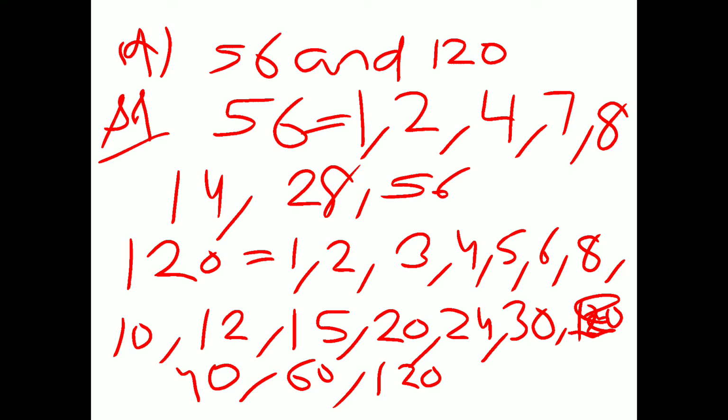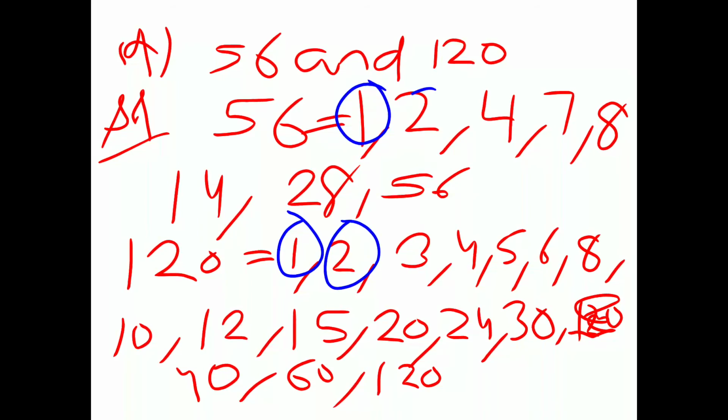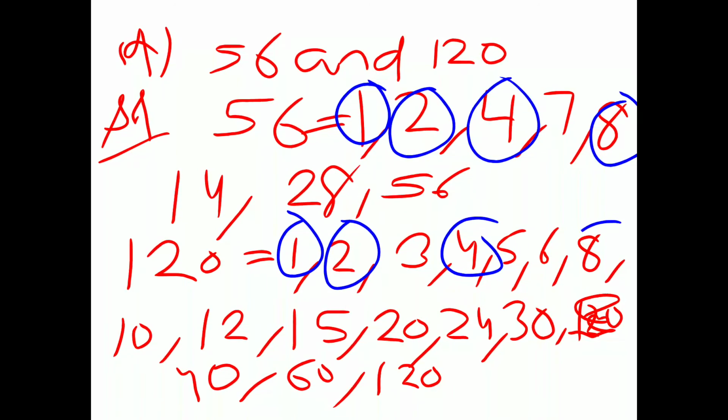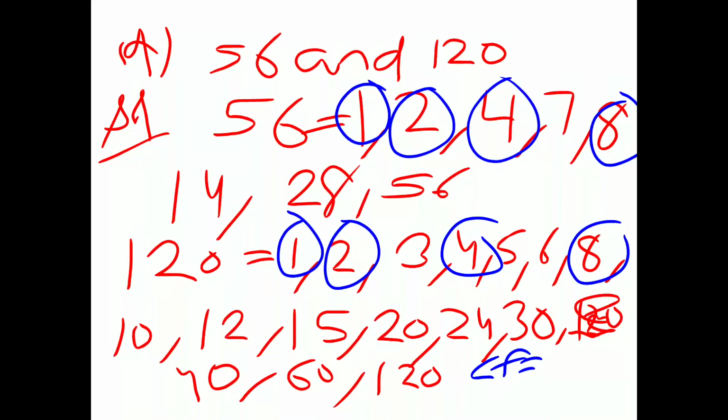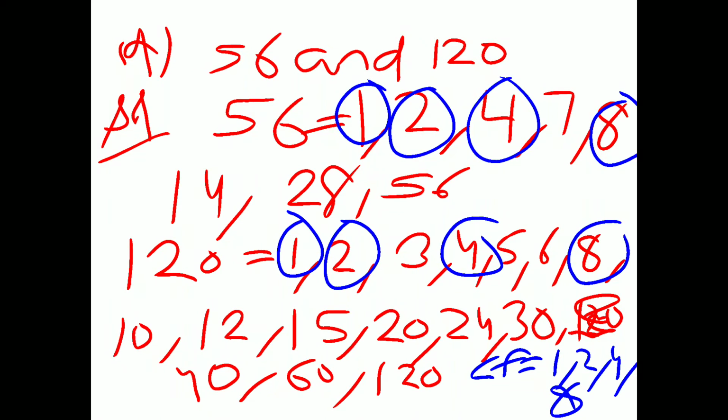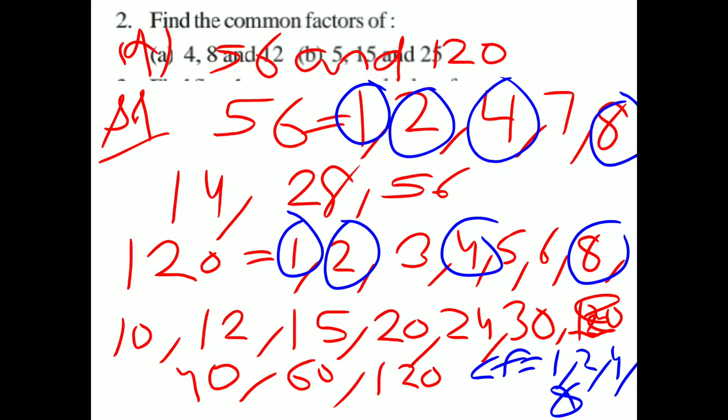Common factors are 1, 2, 4, 8. So these are the common factors. You write common factors are 1, 2, 4 and 8. Clear? Now students, we do question 2.